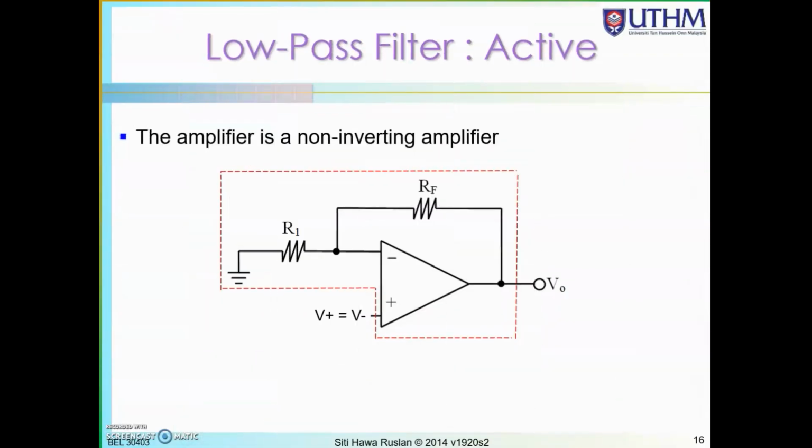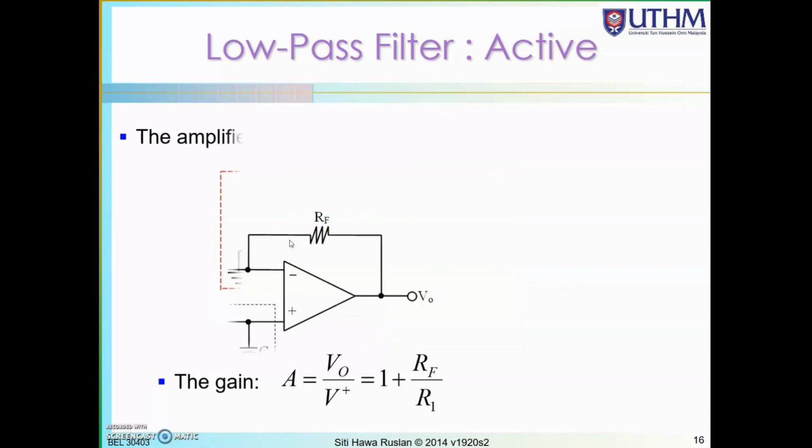And for the amplifier, it is a non-inverting amplifier. You have learned this in chapter 1 on using op-amps. So just now that was the filter, and now we look into the amplifier. Since it is a non-inverting amplifier, the gain A is 1 plus RF over R1. The ratio of RF over R1 plus 1 will give you the gain of this circuit.